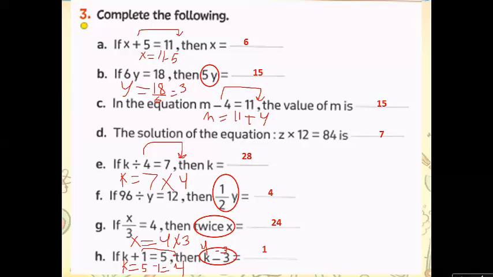Okay, I think now we understand how to solve the equation and what the meaning of the equation is. This is the first lesson in this video. We have lesson 2.